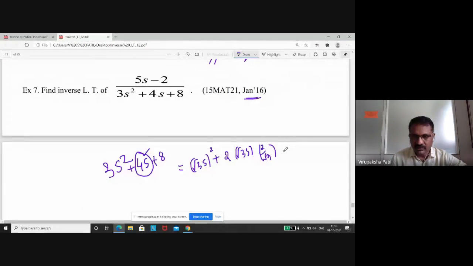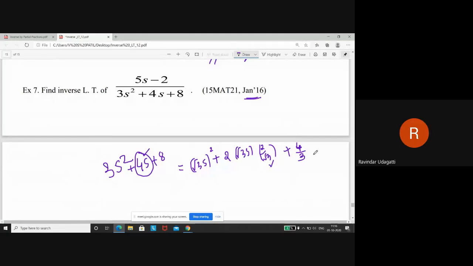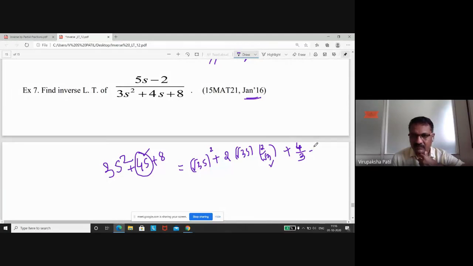Then what is your b value now? This is your b value. Take the square of this. What does it become? 4 divided by 3. Am I right or wrong? Yes, sir. Then this much you have to subtract here, minus 4 by 3. Then you keep this 8 as it is.